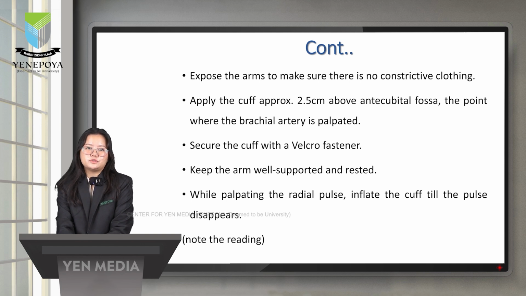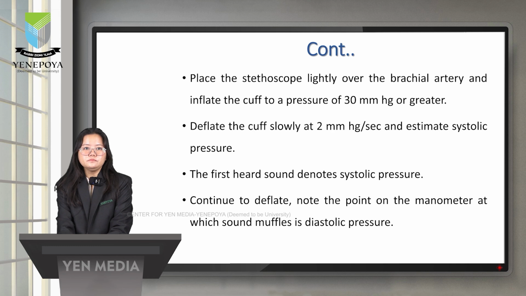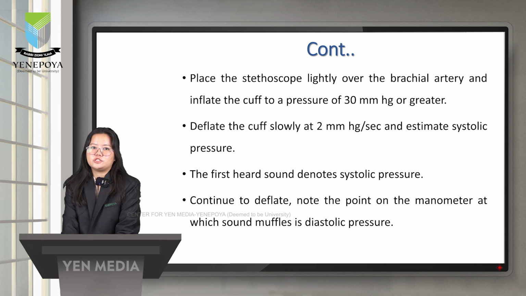Next, you have to palpate the radial pulse. While palpating the radial pulse, simultaneously inflate the cuff till the pulse disappears. After that, note the reading where the pulse has disappeared. Now the stethoscope has to be placed over the brachial artery that we palpated previously. Then we have to inflate the cuff to a pressure of 30 mm of Hg.